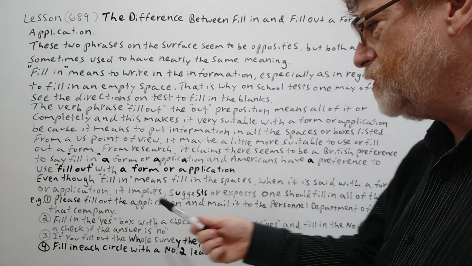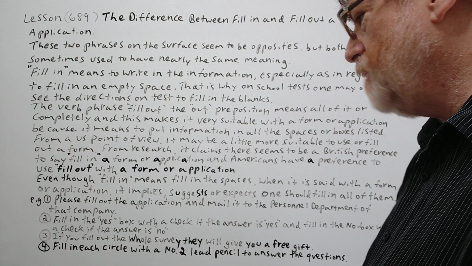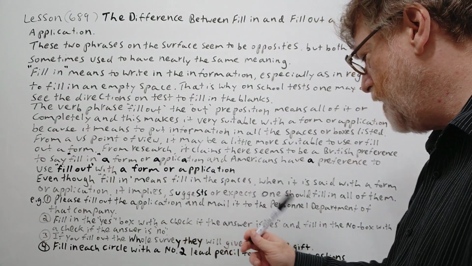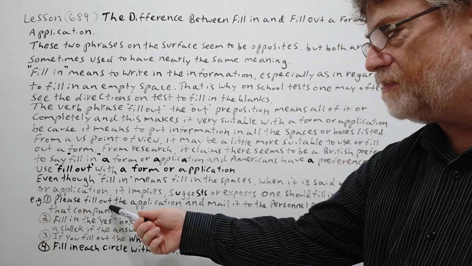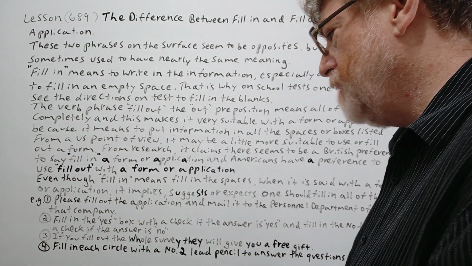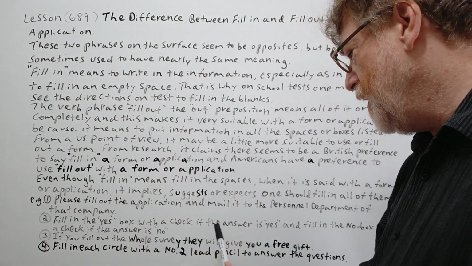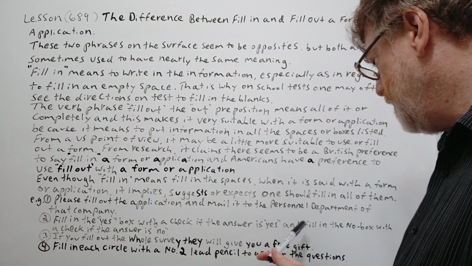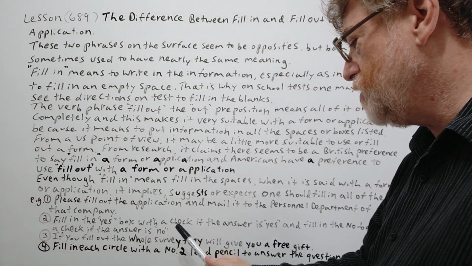Okay, and we just got 4 examples to show just how it's used. Number 1, please fill out the application and mail it to the personnel department of that company. Yeah, from an American point of view, we'd probably use fill out here because, of course, we mean completely. Number 2, fill in the yes box with a check if the answer is yes, and fill out the no box with a check if the answer is no.